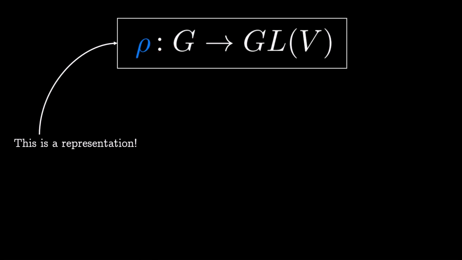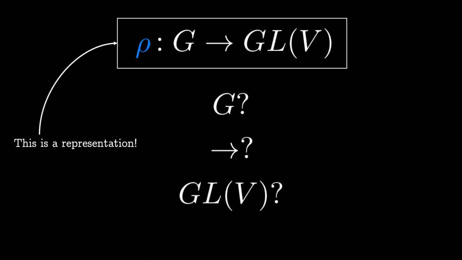This is a representation. Let's call it rho, this Greek letter in blue. A representation is a homomorphism from a group G to GL(V), the general linear group over a vector space V. Now you're probably saying that all sounds like nonsense, and you're completely right. In fact, we don't even know what G is. What's this weird arrow? And what's GL(V)? But don't worry about all that. That'll be explained shortly enough.